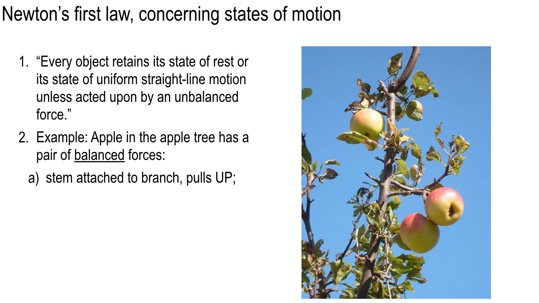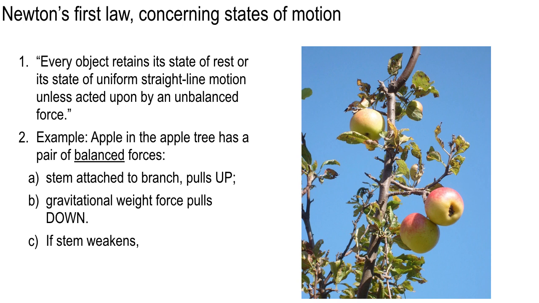All right, so an apple in an apple tree has a pair of balanced forces. The stem attached to the branch pulls upward, right? So your apple has some weight force pulling downward, all right? So the stem provides just enough to keep it on the branch. And then, eventually the stem weakens because it dries out in the autumn, and the balance fails and down it goes. Okay, so that's kind of an easy case of it staying at rest because there's no unbalanced force.